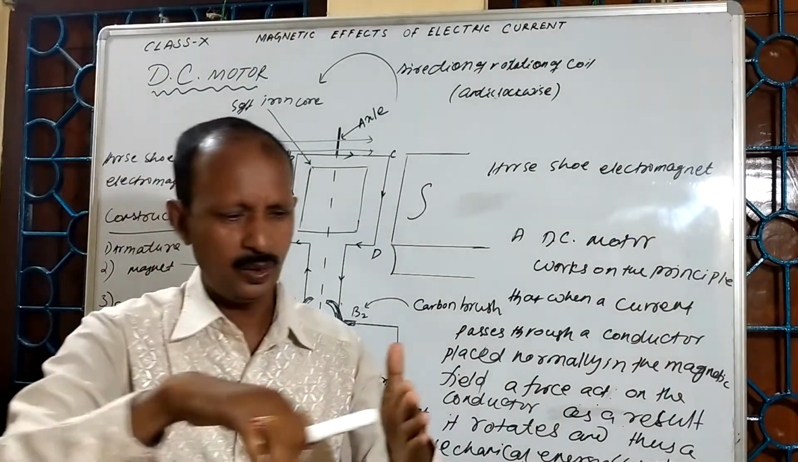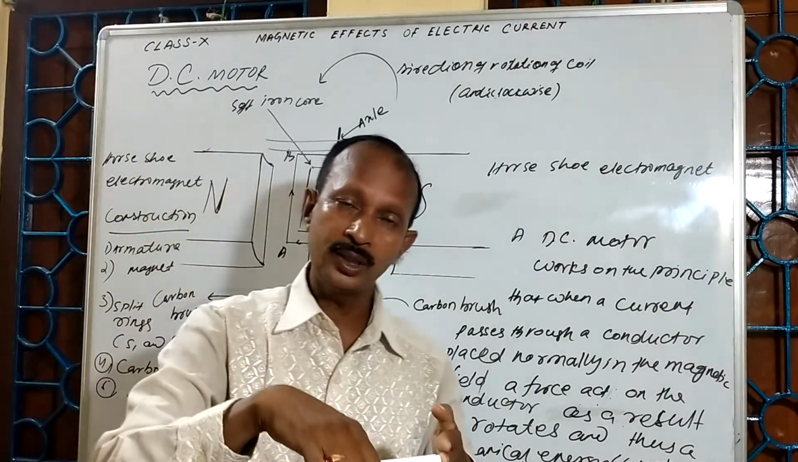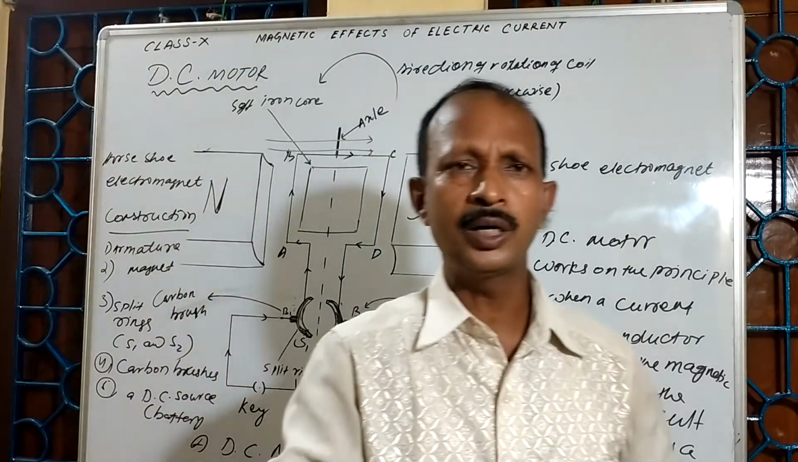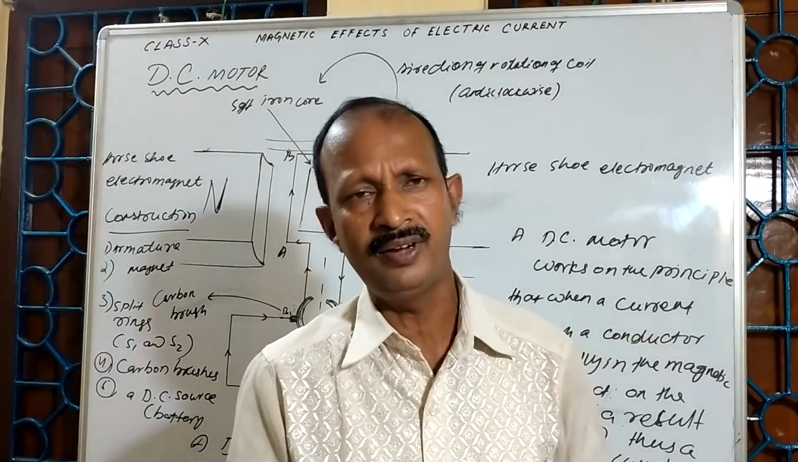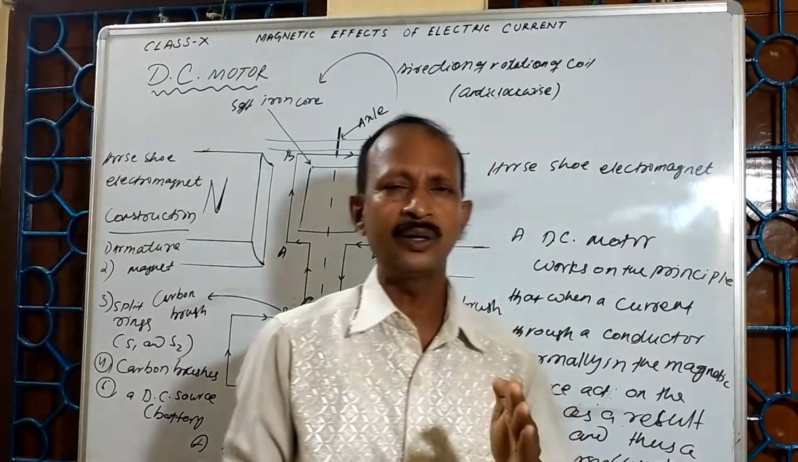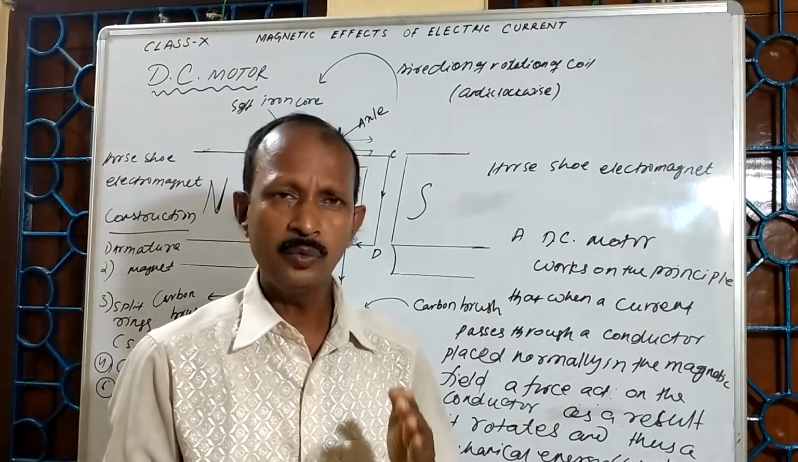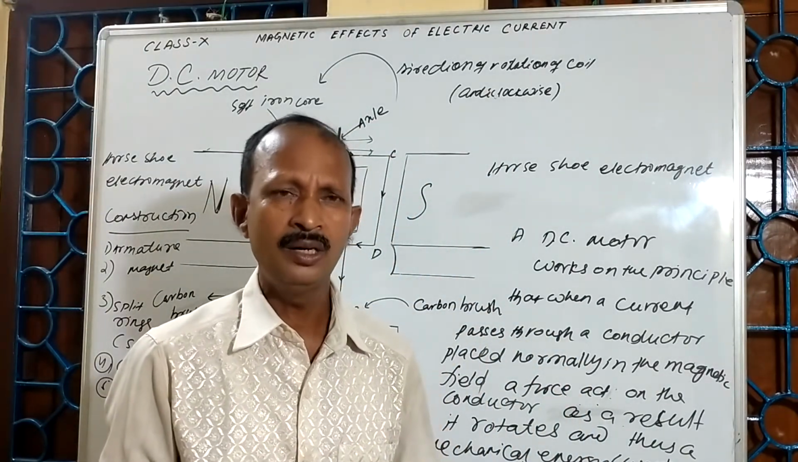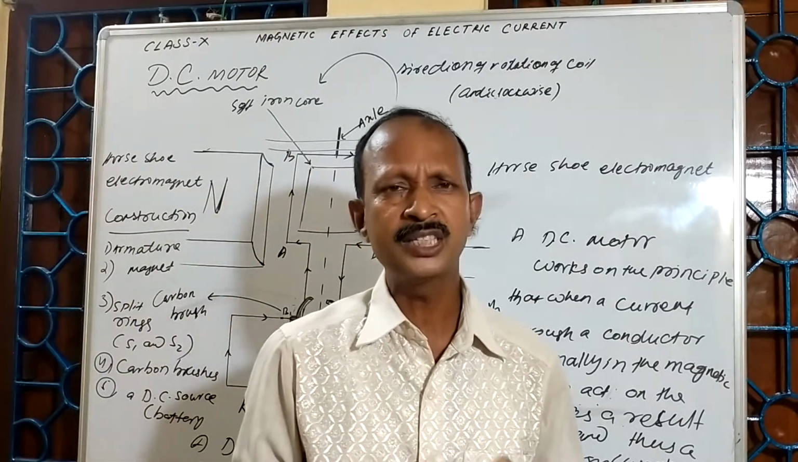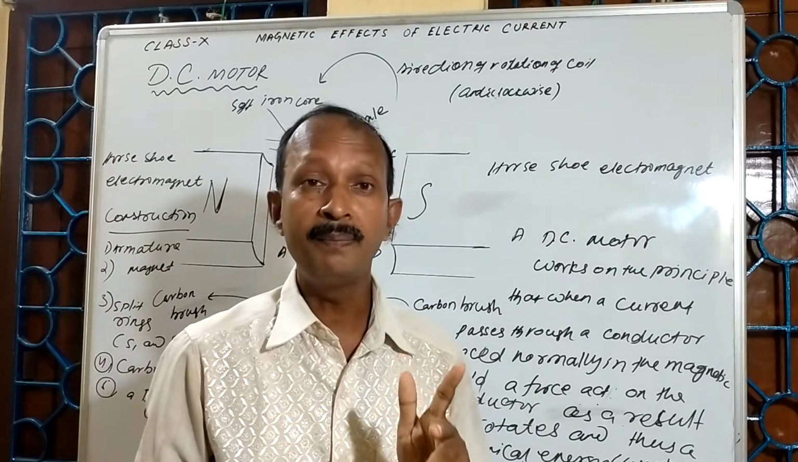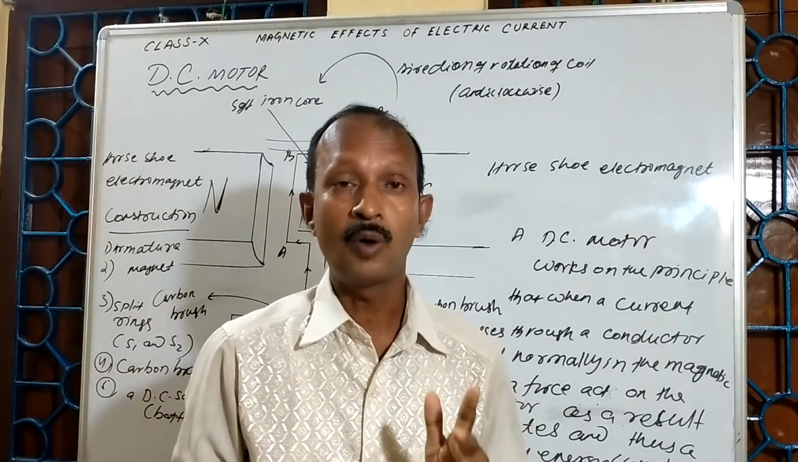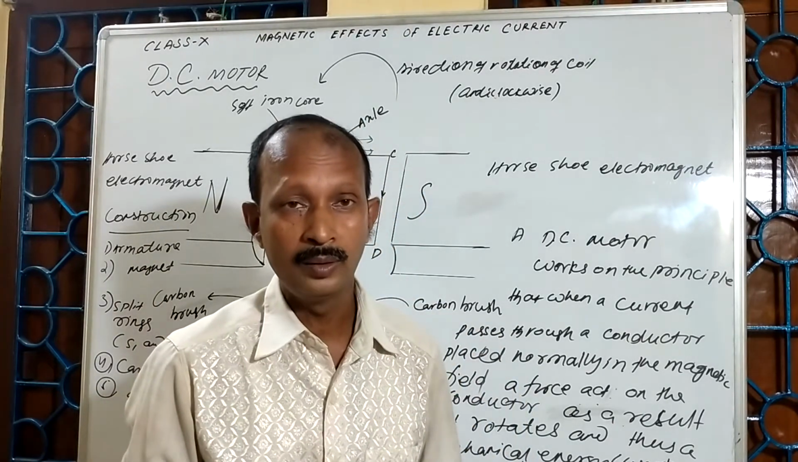Now it is perpendicular because we know that if a current carrying conductor is placed perpendicular to the direction of the magnetic field, a force acts on the conductor and we can find its direction by using Fleming's left hand rule. Already we have studied Fleming's left hand rule. What is Fleming's left hand rule?